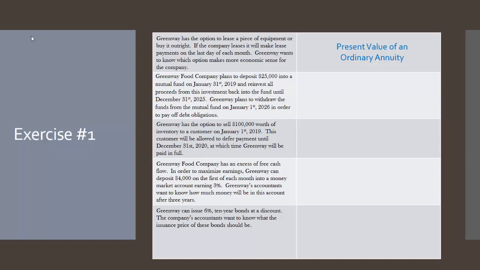Next up, Greenway Food Company plans to deposit $25,000 into a mutual fund and do so on January 31st, 2019. They're going to reinvest all proceeds from this investment back into the fund until December 31st, 2025. Greenway plans to withdraw the funds from the mutual fund on January 1st, 2026 in order to pay off a debt obligation. So what's happening here is our company probably has outstanding bonds, and they're going to mature on January 1st, 2026.